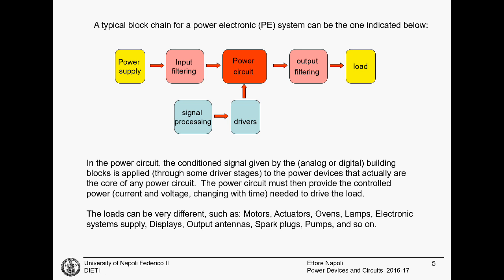In a power electronics system, the typical processing chain will be something like this. You will have a power supply that is not regulated, the raw source of energy. Then you have some kind of filtering to generate some kind of constant voltage. Then you have the power circuits, that is the real circuits that control the energy output, and output filtering, and finally the load, that is the system that will use the energy.